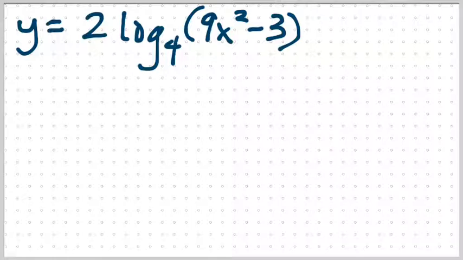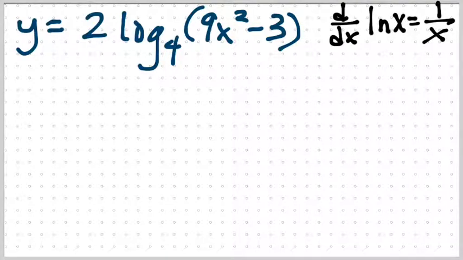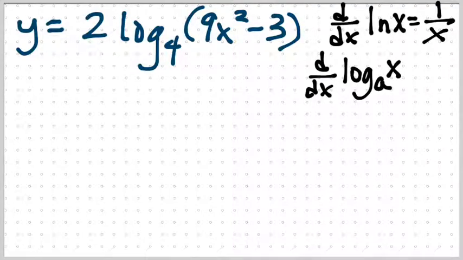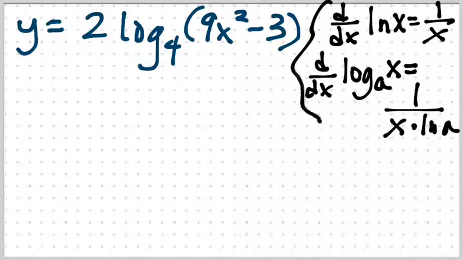Logarithms. Okay. The rules to remember here are these. The derivative of ln of x is beautiful. It's 1 over x. The derivative of log base some number a of x is, well, not as pretty. It's 1 over x times ln of a. So here's our rules we have to know.